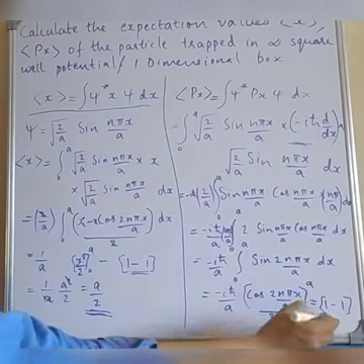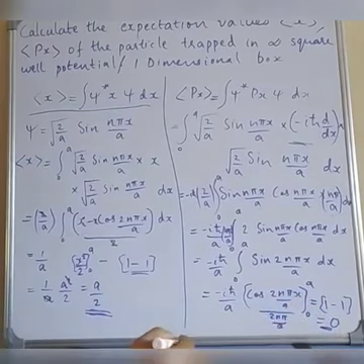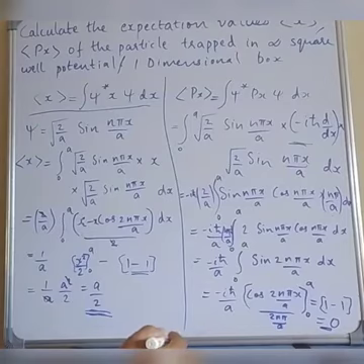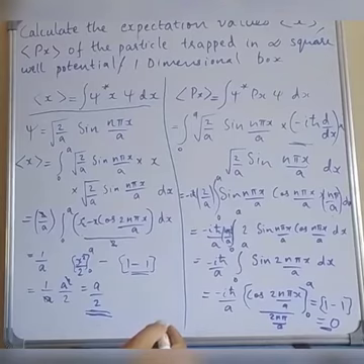So, the expectation of momentum in the case of infinite square well potential, that is, the momentum of a particle trapped in an infinite square well potential, is 0.